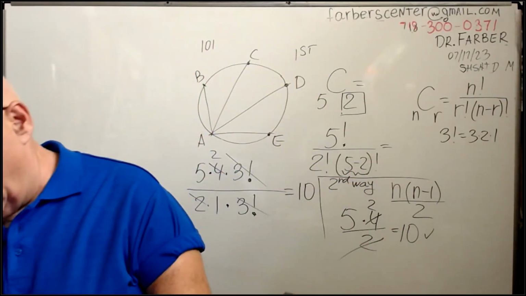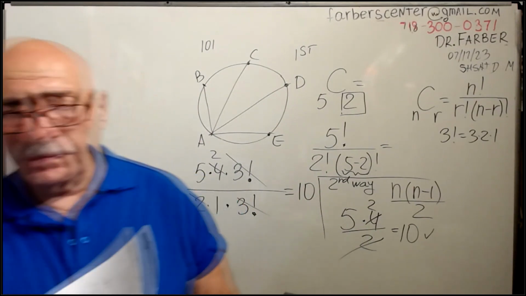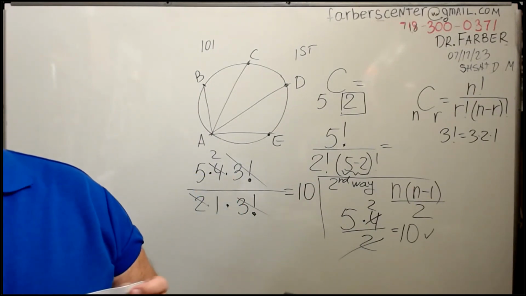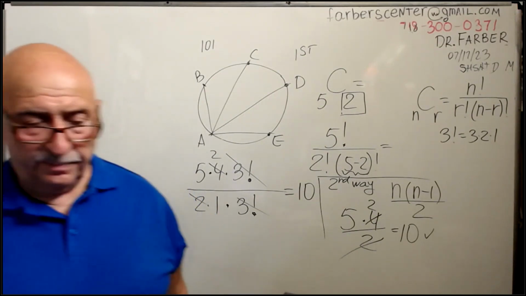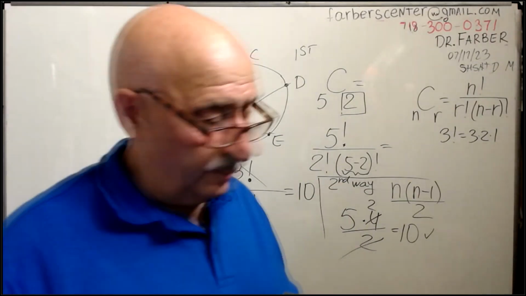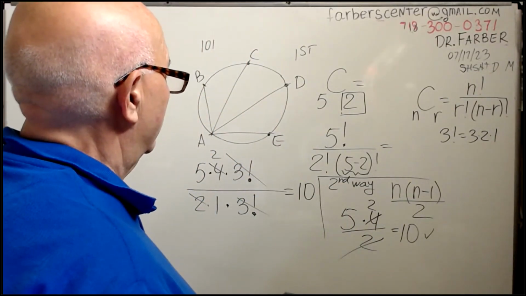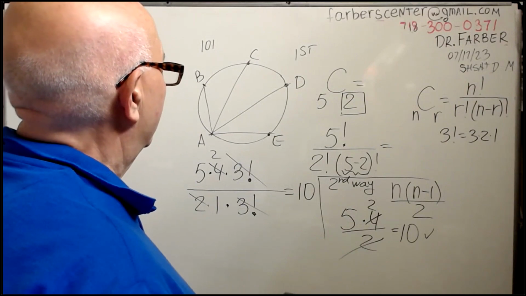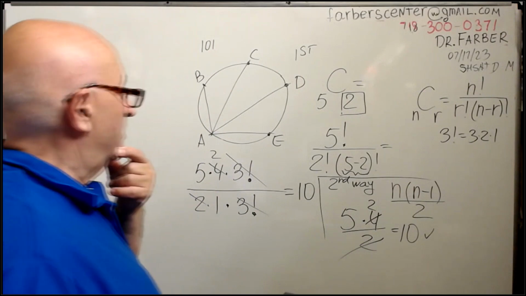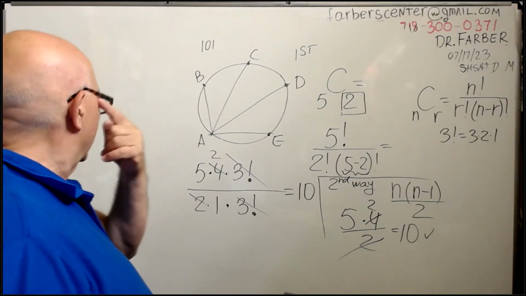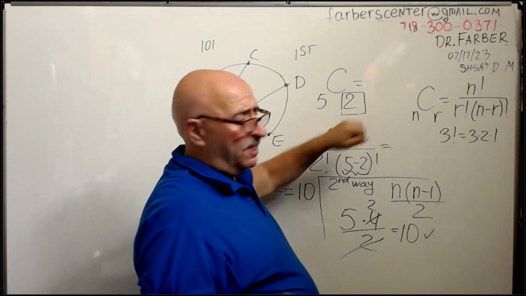Understand everything up to this point so far? Okay. Who has a question? Ask me questions. Dr. Farber. Yes, Leon. So I understand why you put 5, but why did you put choose 2? For which one? The first way or the second way? The first way. Why use 5 choose 2?